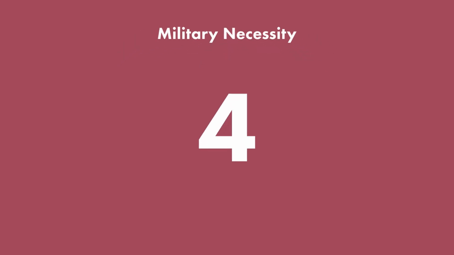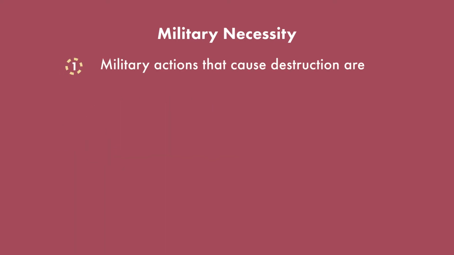Military necessity has four elements. First, violence and destruction in war is allowed. This means that the killing, injuring, and capturing of people and destruction of property is permissible. Of course, the definition doesn't stop here, or conflict would still be as brutal as it was in the Middle Ages. There are three more elements that also must be met for military necessity.